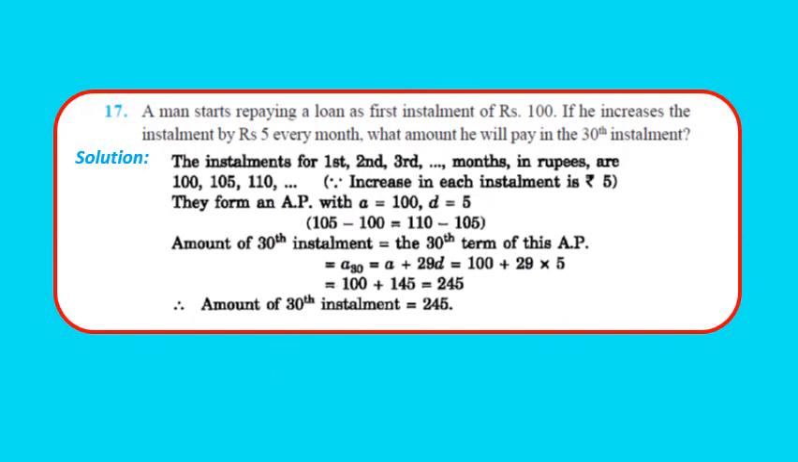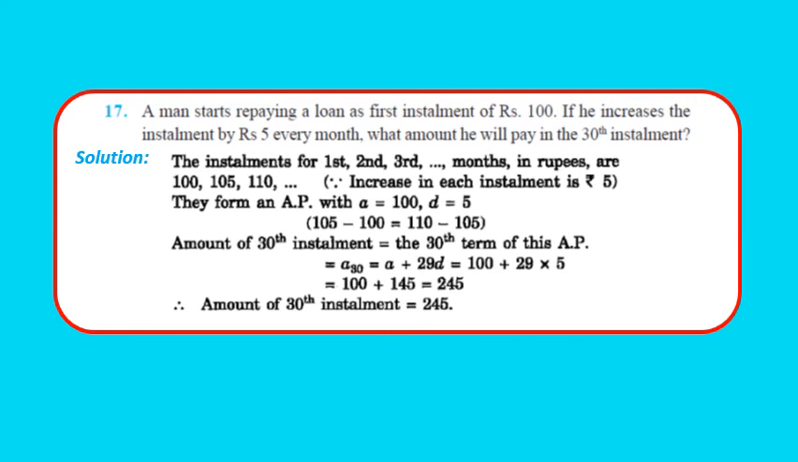Next is question 17. A man starts repaying a loan as first installment of rupees 100. If he increases the installment by rupees 5 every month, what amount will he pay in the 30th installment? Very easy sum. So we have the first installment as 100, next we have 105, next we have 110. So we have a is equal to what? 100 and d is equal to 5. Very simple. Now we have to find the 30th installment, that is a30, the 30th term of the AP.